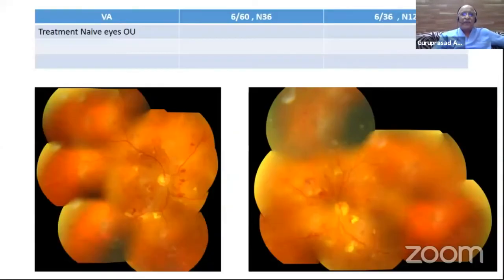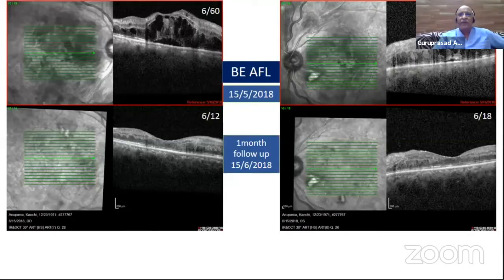Coming to my second example, you can see that this is a patient with severe NPDR in both eyes with macular edema. The macular edema is not so obvious on the clinical picture, but here you can see on the OCT there is a gross cystoid macular edema with subfoveal fluid as well. We thought that we'd go by Protocol T and give aflibercept to this patient, and it was given to both eyes. Within a month, when the patient came back for follow-up, the vision had improved from 6/60 to 6/12 in the right eye and from 6/36 to 6/18 in the left eye.